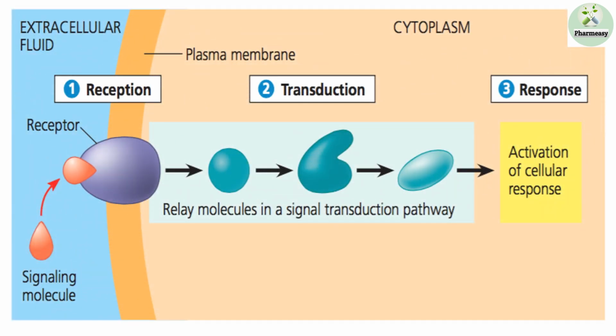In this figure, the receptor is present on the surface or plasma membrane and the signaling molecule or ligand binds to it. Then, it relays the molecule in a signal transduction pathway. After that, activation of cellular response occurs. Transduction and response take place in the cytoplasm of the cell.